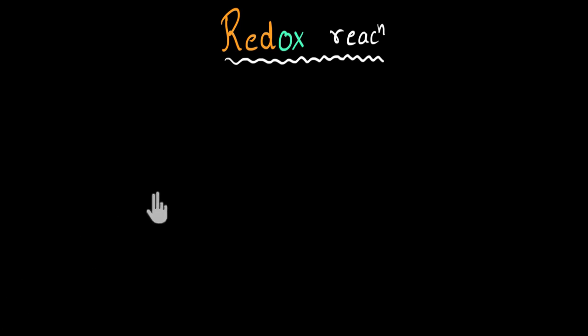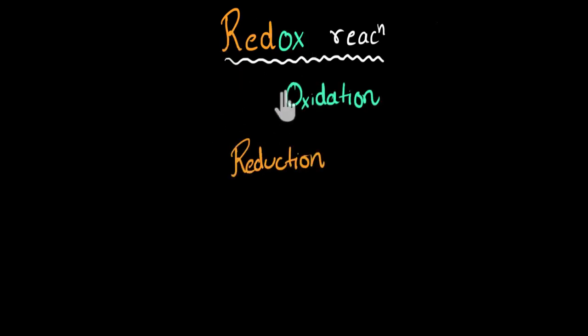So in short, any reaction in which both reduction and oxidation happen at the same time will be called a redox reaction. And that's how it gets its name of redox. So both reduction and oxidation should be happening. And in a separate video, we have talked about oxidation and reduction in much detail. So over here, I will quickly summarize them.